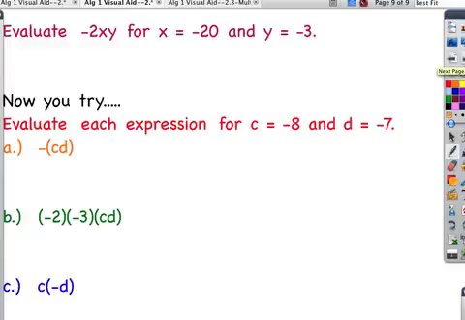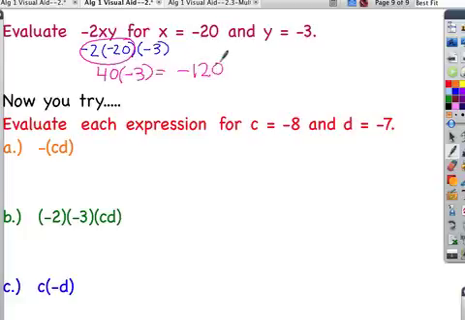Now we're going to practice evaluating. If you recall, evaluate is another word for simplify. In this case, I'm going to be substituting numbers in for the variables and simplifying. So I have -2 times x, which is -20, times y, which is -3. I can start to solve from left to right. -2 times -20, which is +40, and 40 times -3, which gives me -120. You try the next 3 questions, so pause the screen and resume when you're ready.